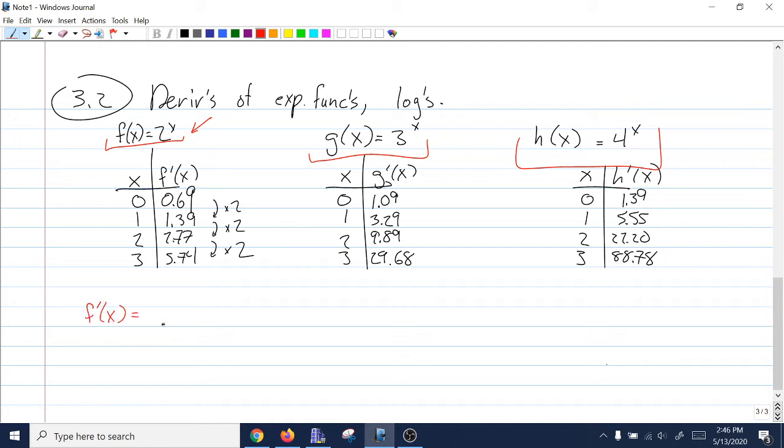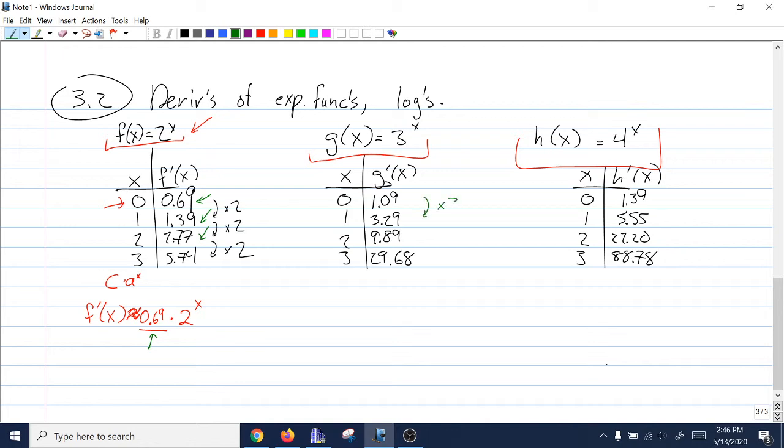This function is some constant times a to the x. Here our a value is 2, and our constant is going to be f prime of 0, which here is 0.69. The number is not exactly 0.69, so this isn't really an exact formula for the derivative, but it's pretty good. We know it's an exponential growth function. We just don't know where this first number is coming from. If we knew this number, we would know how to work out all the others. It would be that times whatever power of 2.